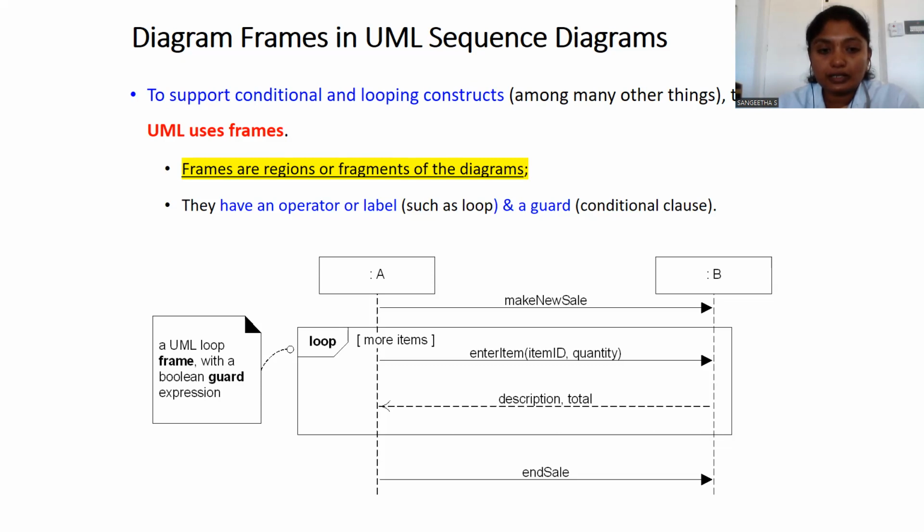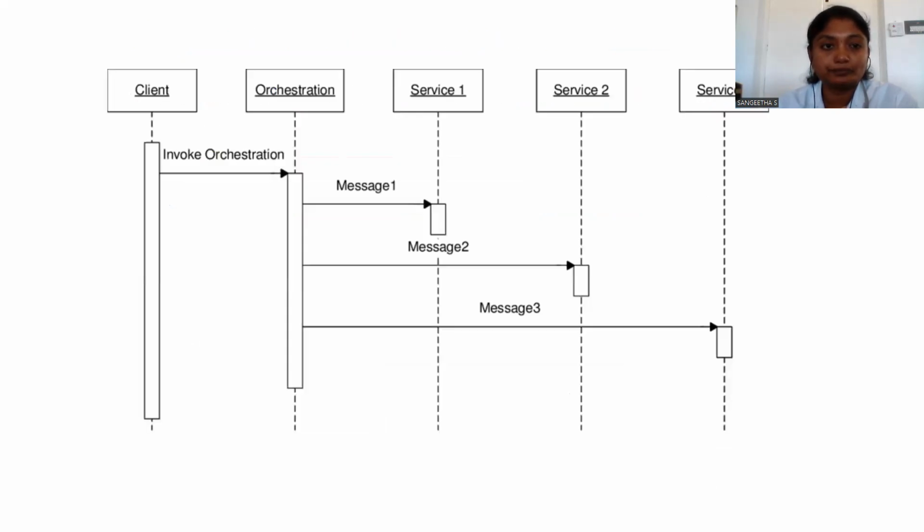If the customer has 10 items, then 10 times the cashier needs to scan that particular item using a barcode scanner and calculate the subtotal. So this is repeated 10 times. It depends on the number of items the customer has. Likewise, if we need to do some task a countable number of times, we can use this loop frame.